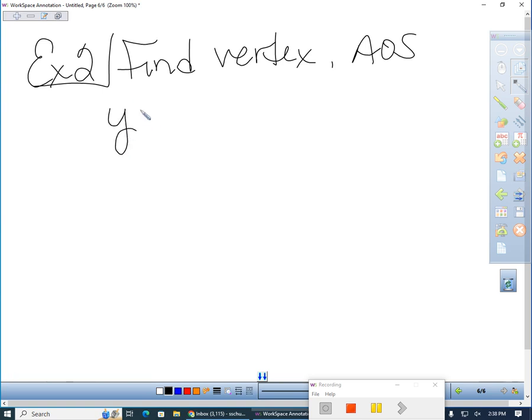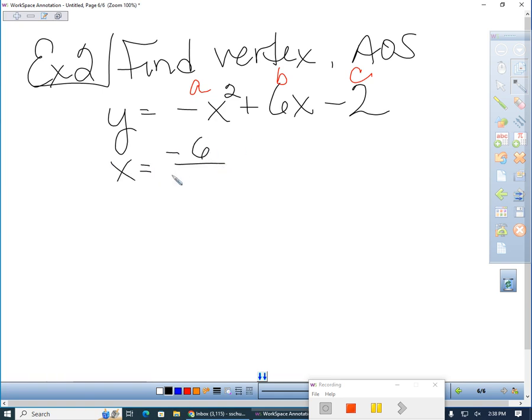If I have y equals, how about negative x squared plus 6x minus 2. To find my vertex, remember this is my A, this is B, and this is C. So x equals negative b, which is 6, over 2 times a, which is negative 1. Negative 6 divided by negative 2, positive 3.